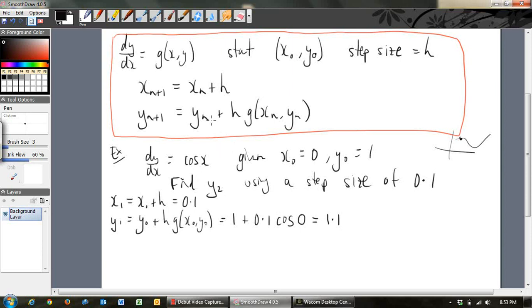So what this tells us is that an approximate value of the solution to this particular DE is that when x is equal to 0.1, y will be approximately 1.1. So these two go together. When x is equal to 0.1, y is approximately equal to 1.1. Now we're asked to find y2, so let's keep doing that.